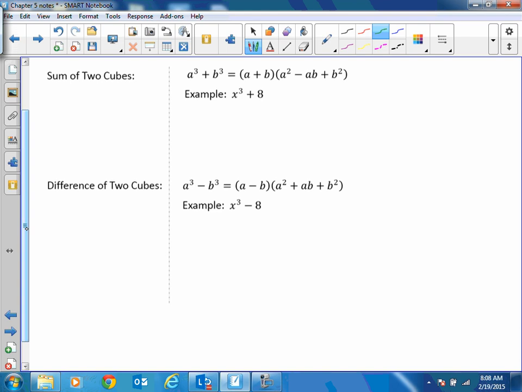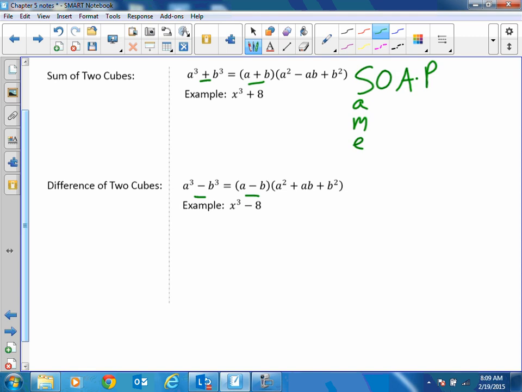Okay, so this is new: sum of two cubes and difference of two cubes. There's a rule that helps out with that called SOAP. That'll help you remember the signs. The first thing is same. So if it's a cubed plus b cubed, the first sign will be the same. If there's a plus right here, this first sign will be a plus. If it's a minus, then that sign will be a minus.